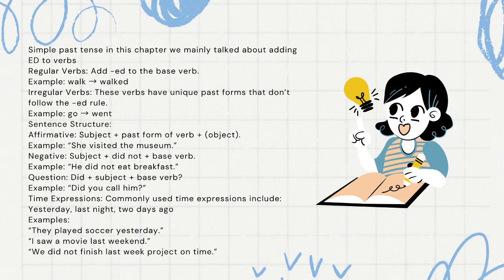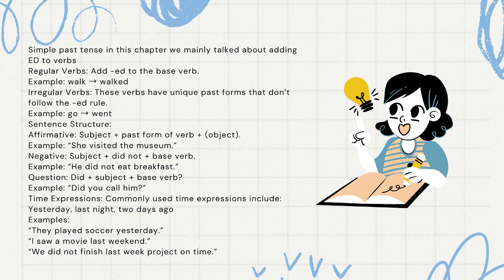Chapter 5. Simple past tense. In this chapter, we mainly talk about adding ed to verbs. For example, regular verbs: adding ed to the base verb, walk to walked. Irregular verbs have a unique past form that doesn't follow the ed rule, for example, from go to went. And the sentence structure for affirmative is subject plus past form of verb plus object. Example, she visited the museum.